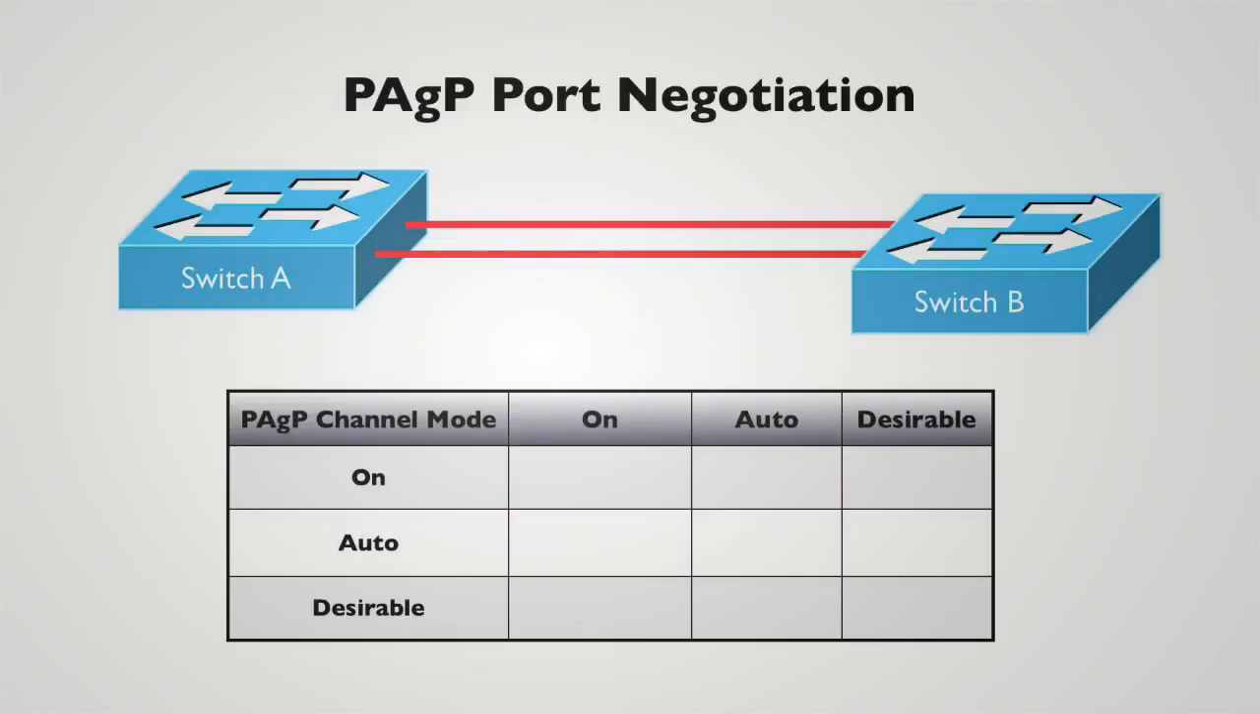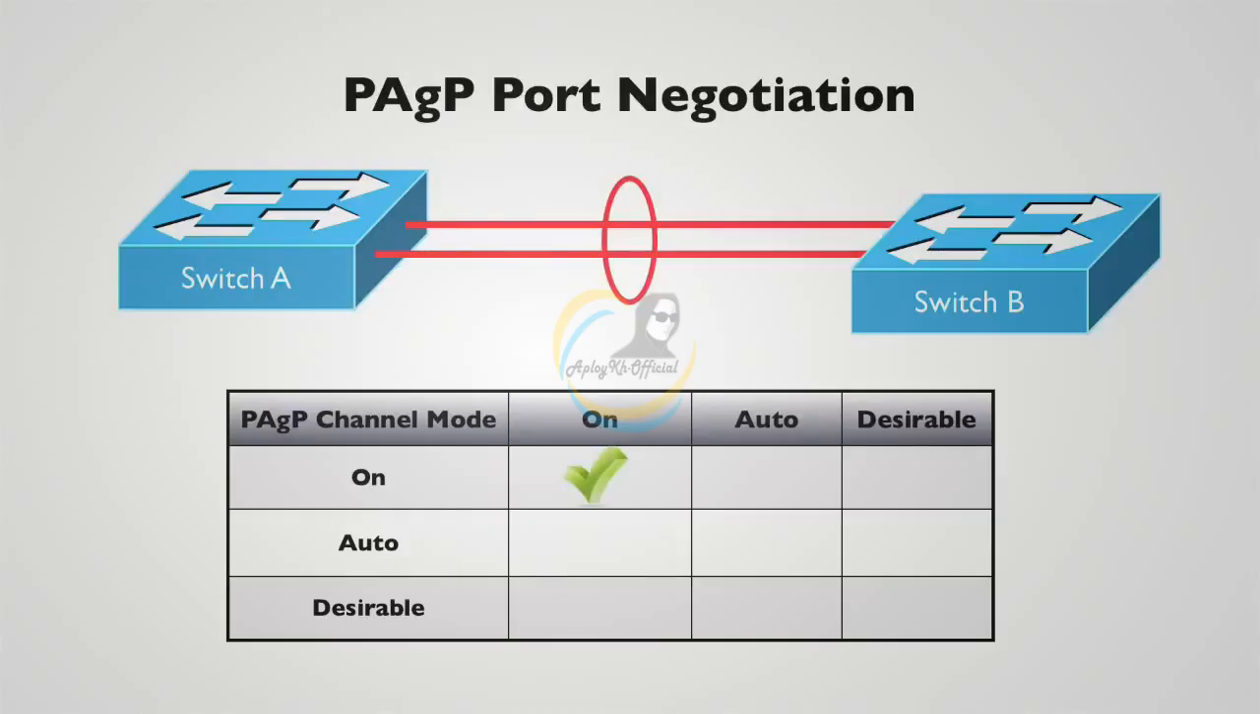But assuming they're matched up, we can put these ports into a specific PAgP channel mode. We can select either on, auto, or desirable. On means that we're not going to be sending out PAgP frames, we're just telling these ports to be a channel. And if we have both sides set to on, as we're trying to form a channel, a channel will be formed. So on both sides will form a channel.